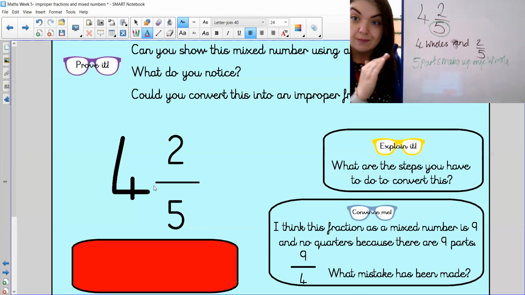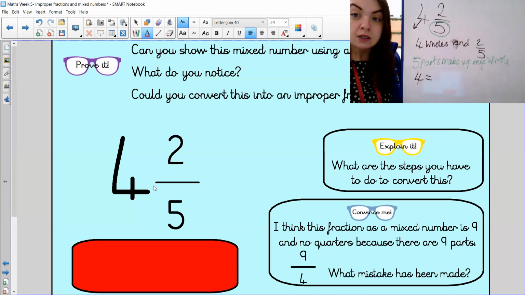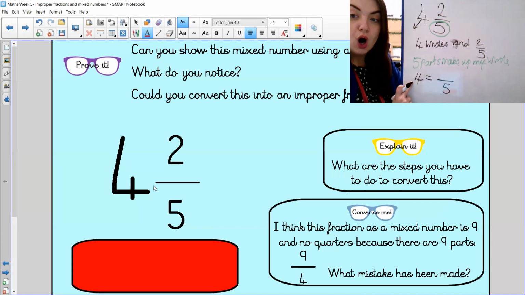That's the same as when we were converting the other way around. I still need to know that important information. Now, my mixed number, I've got 4 wholes and 2 fifths. So what's the next thing I need to do? What does this 4 represent? What fraction is 4 wholes? I already know that my denominator is going to be 5, don't I? Because that's how many parts make up my whole. But how many fifths will I need to make 4 wholes?